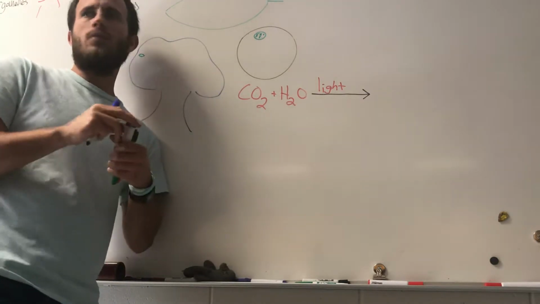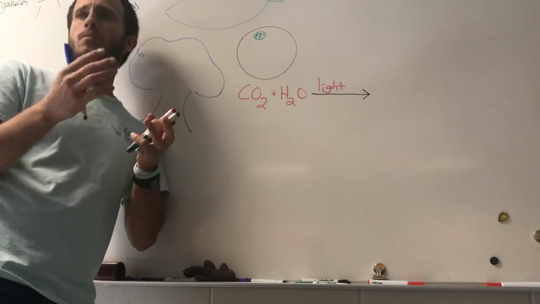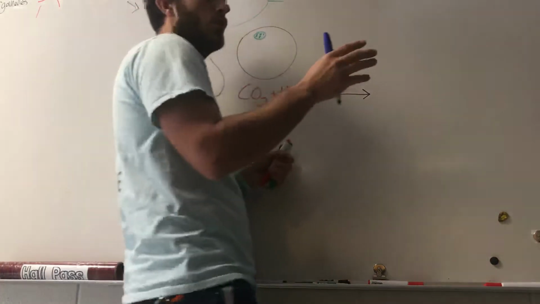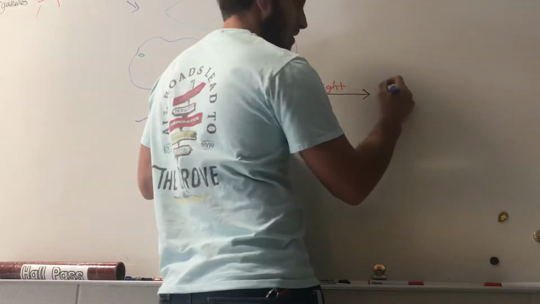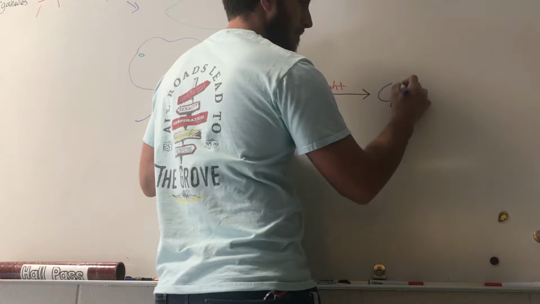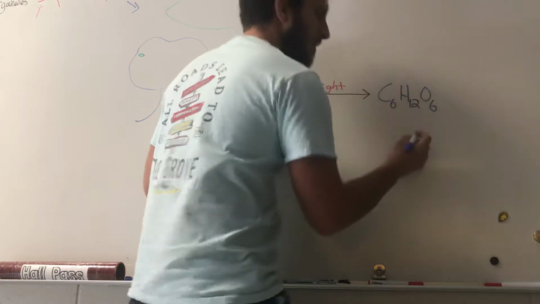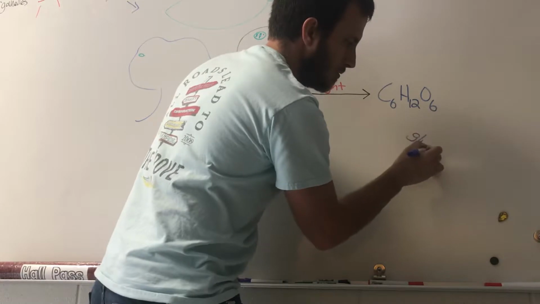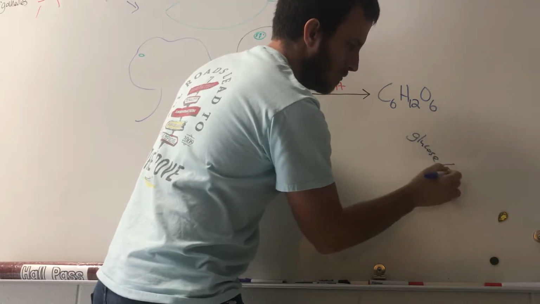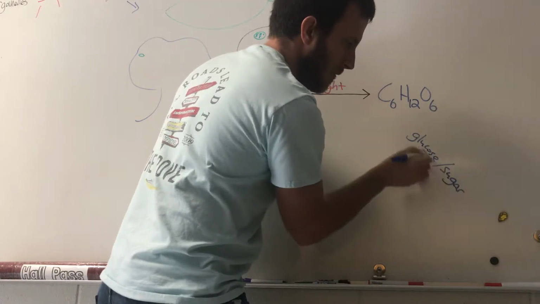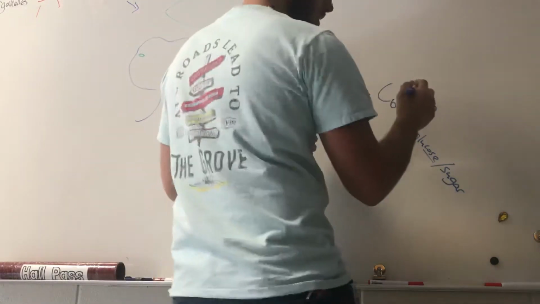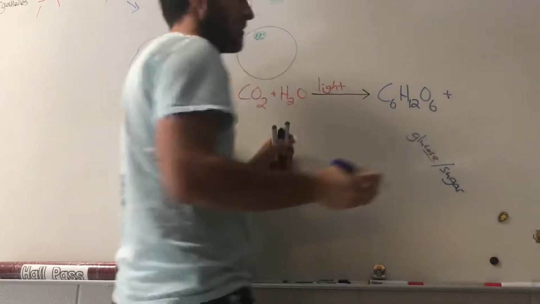Not food. So food is, it's in food. Sugar, which is also, what do we call it? What kind of sugar are we talking about? Glucose. Good job. C6H12O6. This is glucose, or it's a type of sugar. Remember, OSE means sugar. So glucose plus, there's something else that it's going to make.